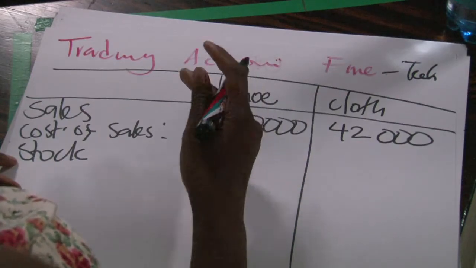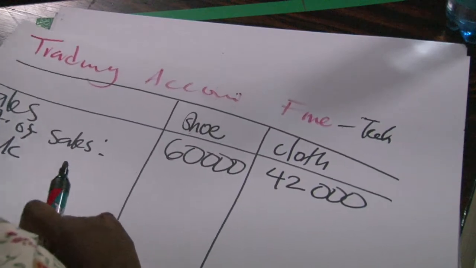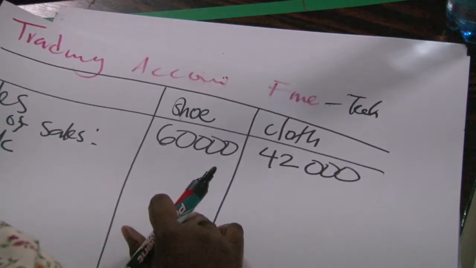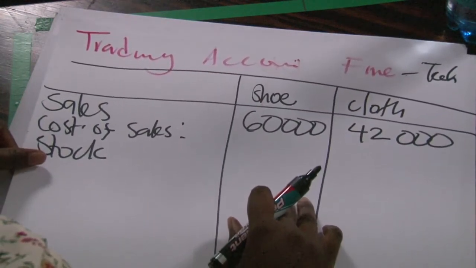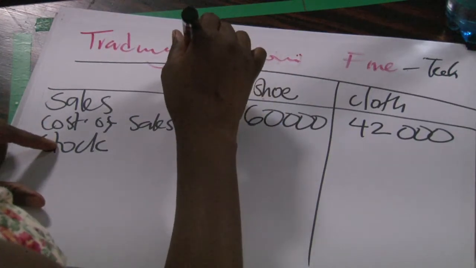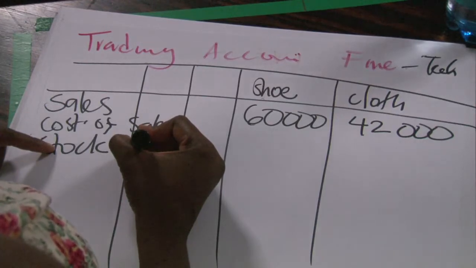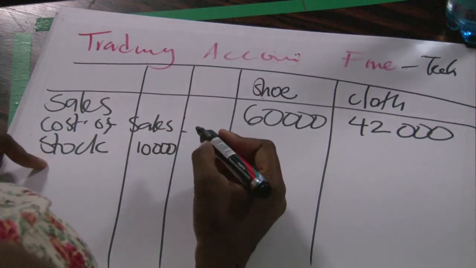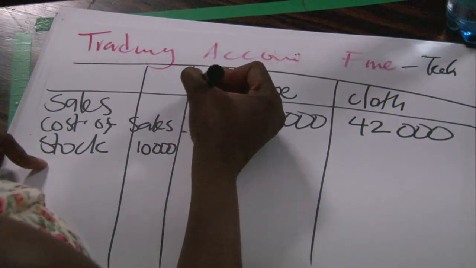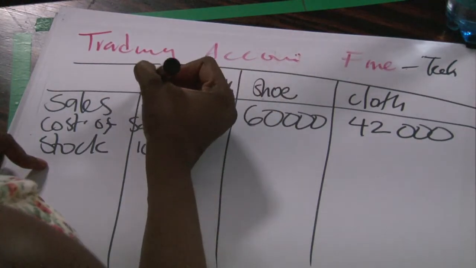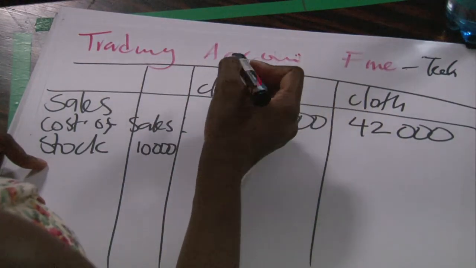I was supposed to have another line. Of course, this one is going to confuse me. Okay. How much is the stock? 10,000 for shoes and clothes. Let me just write another one which is clean.